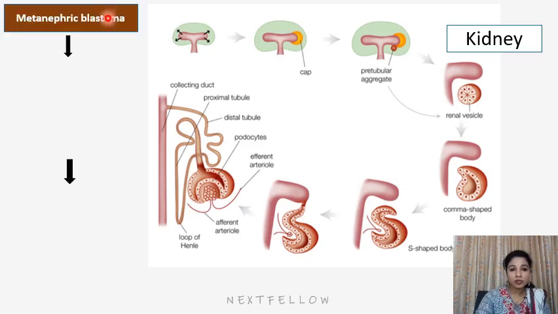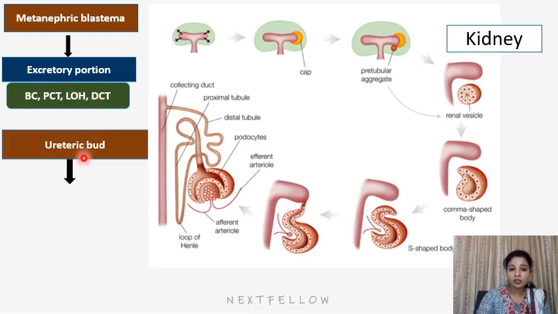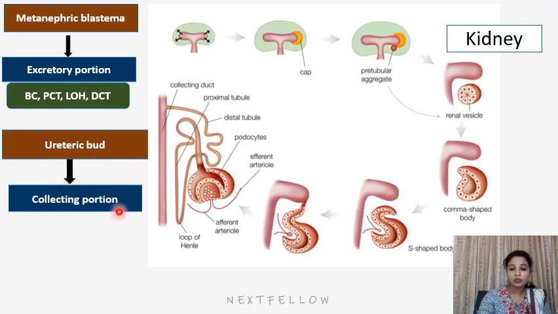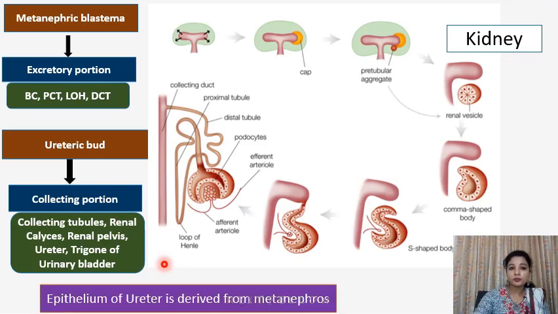So we know the metanephric blastema, which is from the metanephros, forms the excretory portion: the Bowman's capsule, proximal convoluted tubule, loop of Henle and distal convoluted tubule. The ureteric bud forms the collecting portion. It forms collecting tubules, renal calyces, that is minor and major, and then the renal pelvis, ureter, and it also gets absorbed into the urinary bladder, forming the trigone of the urinary bladder.